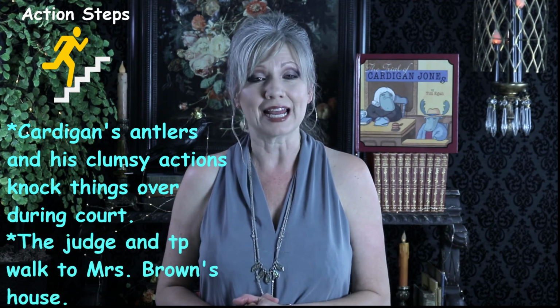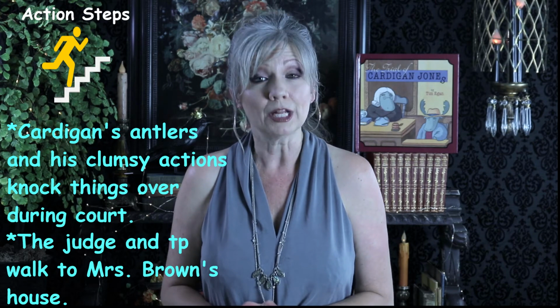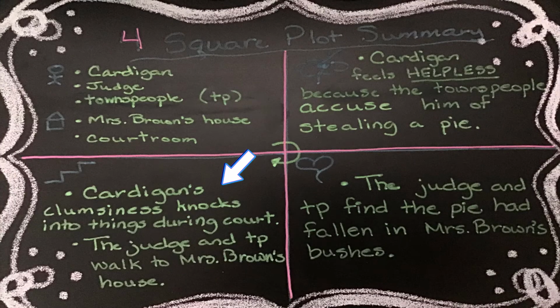And that was the next action step. He told the people, let's walk on over to Miss Brown's house, and that's where they found their evidence. Boys and girls, I sure hope you enjoyed this story and this four square plot summary lesson of The Trial of Cardigan Jones by Tim Egan.